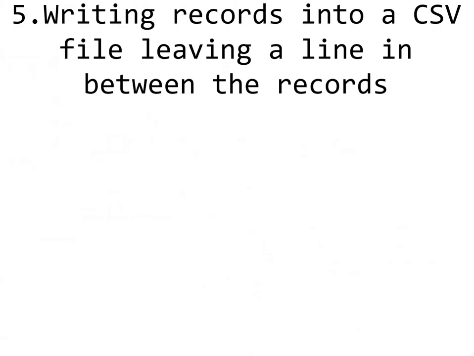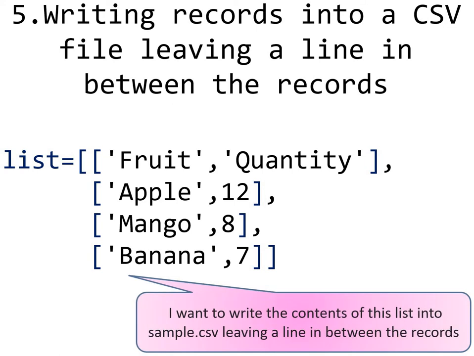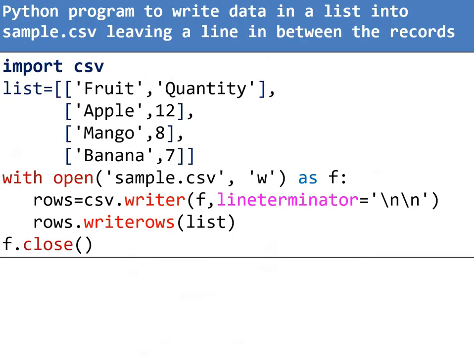Writing records into a CSV file, leaving a line in between the records. I take the same list. I want to write the contents of this list into sample.csv, leaving a line in between the records. For this, I have used the line terminator parameter in the writer function. Line terminator is equal to new line. That is, I have given the escape sequence new line twice.